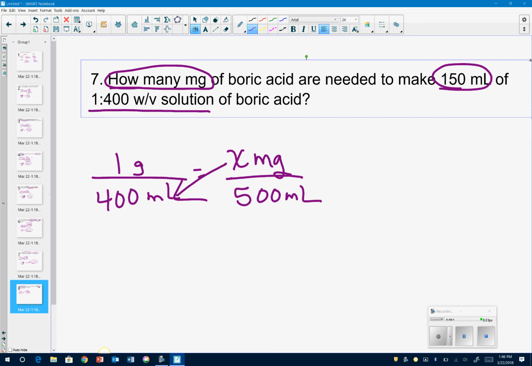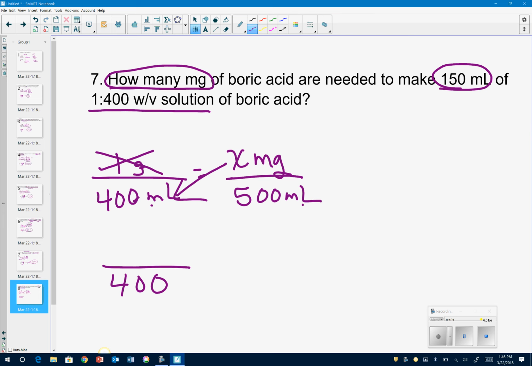So whatever you multiply the X by always goes on the bottom. So 400 times X would be 400. But I'm going to stop right now because I just noticed I didn't check my units. So milliliters and milliliters are the same on the bottom. The units on the top are weights, but they're both different, so we need to change that. So 1 gram times 1,000 will be 1,000 milligrams.